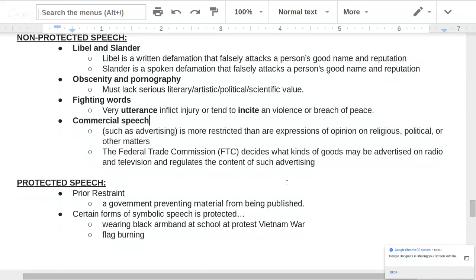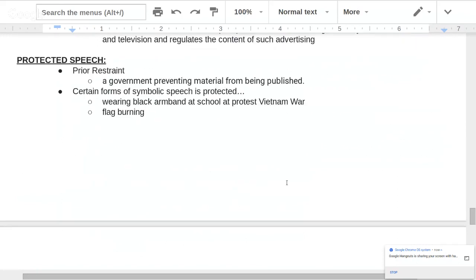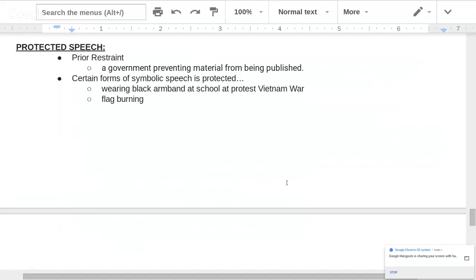advertising. Now, moving on to protected speech is prior restraint, which is basically just the government preventing material from being published before it even is published. And then certain forms of symbolic speech and pure speech. Those are two different things. You definitely need to know the difference between symbolic speech and pure speech.